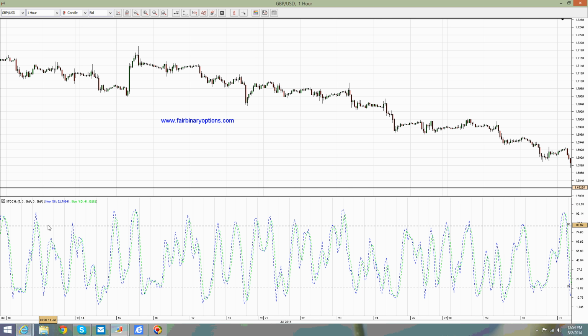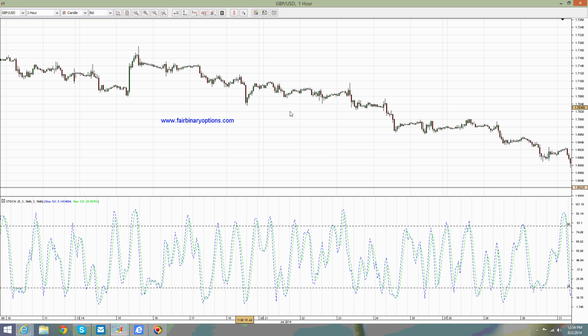The blue line is the stochastic slow, and the green line is the stochastic fast. It means that you should look for the green line to offer the signal, because that one is going to cross above the blue line when a bearish trend is about to start, and the same line is crossing below the blue line when a bullish trend is about to start.